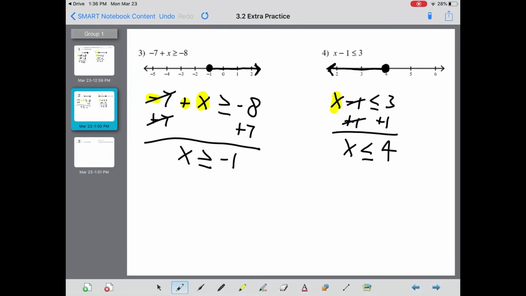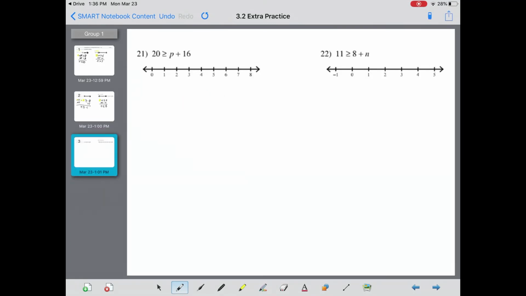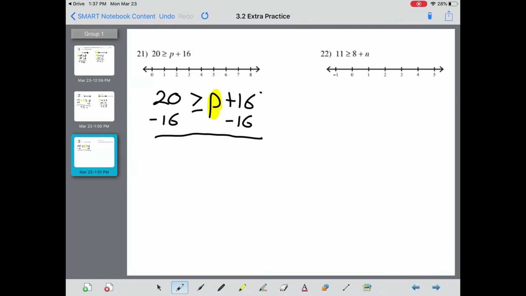Okay, some special cases are 21 and 22, which is why we're going to move forward to those. I'm going to write those inequalities. 20 is greater than or equal to p plus 16. Now, the variable, if you notice, is on the right side of the inequality this time. The process is the same, except for one more step at the end. We have a plus 16. I'm going to subtract it on both sides. 16's cancel. 20 minus 16 makes 4, is greater than or equal to p.